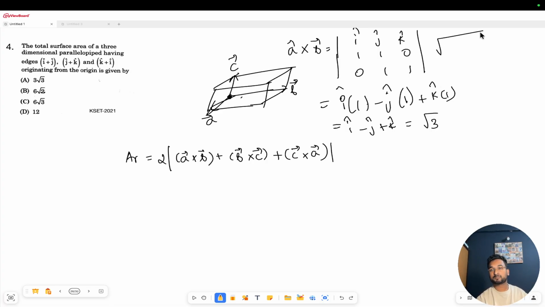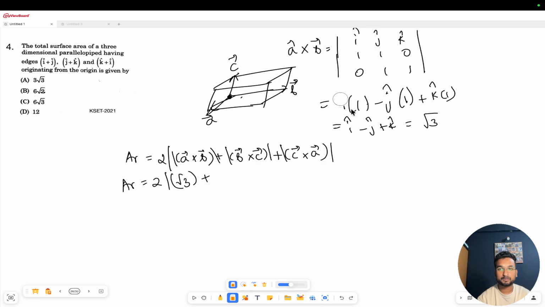How do you calculate the magnitude? Square root of a square plus b square plus c square, whatever you get, it will be the magnitude. So the area of this A cross B you got is root 3. Next term, B cross C. So what will be B cross C? I will do it here only.